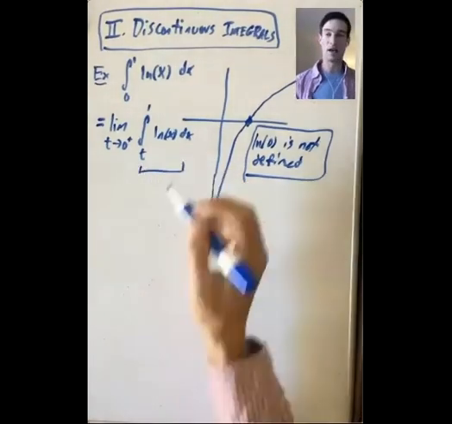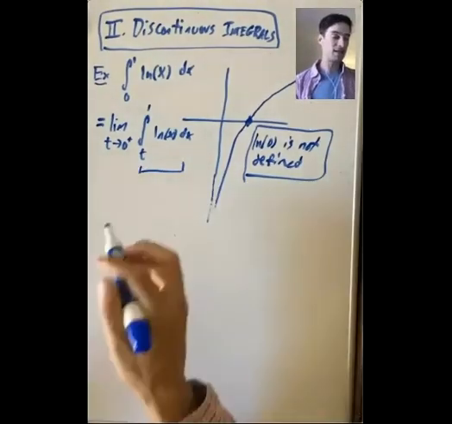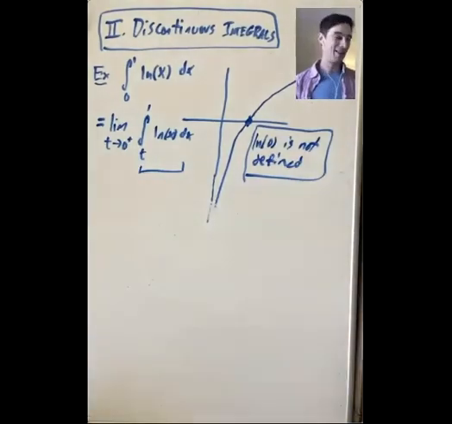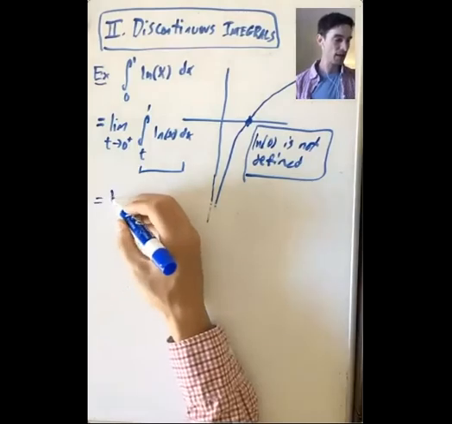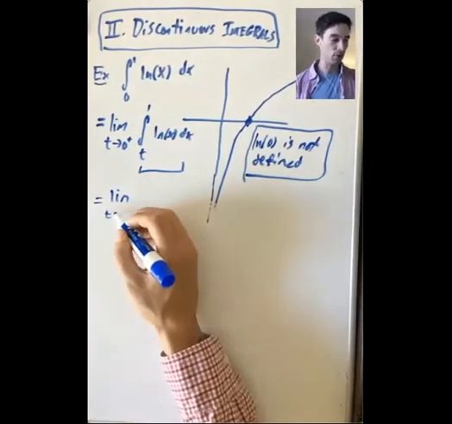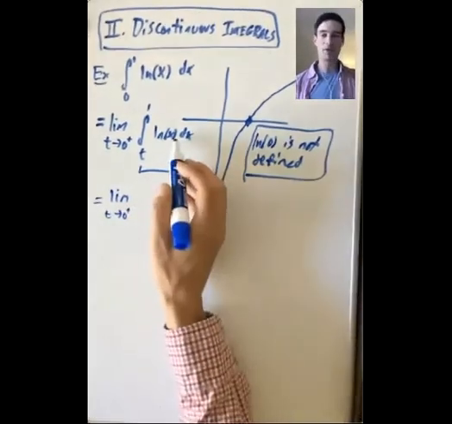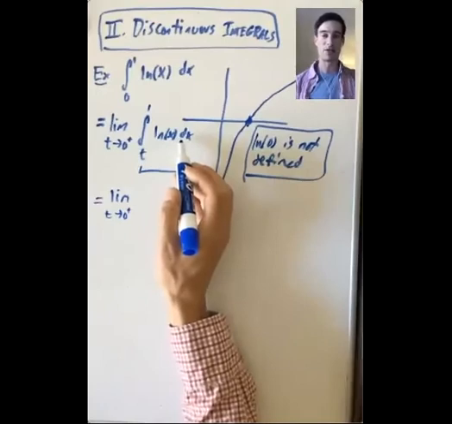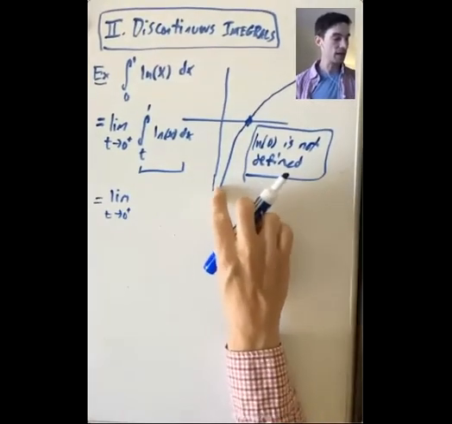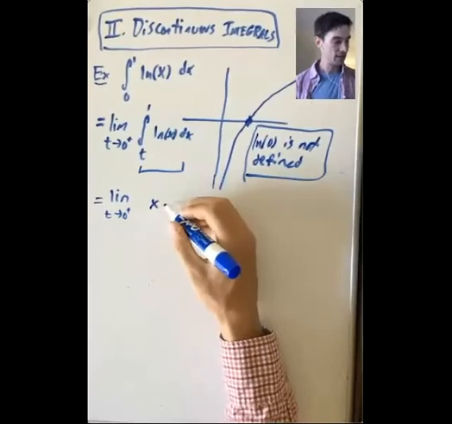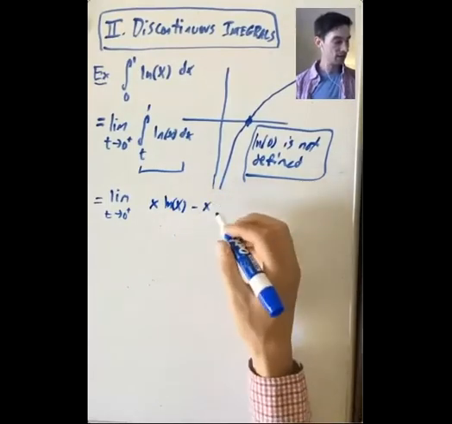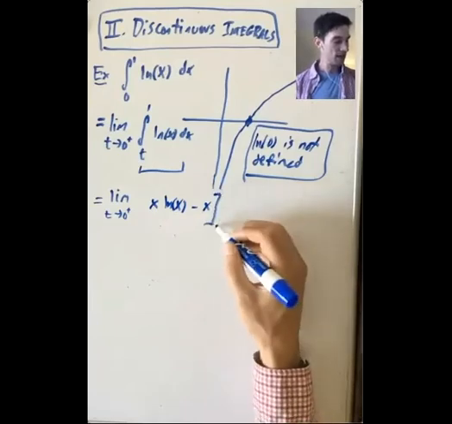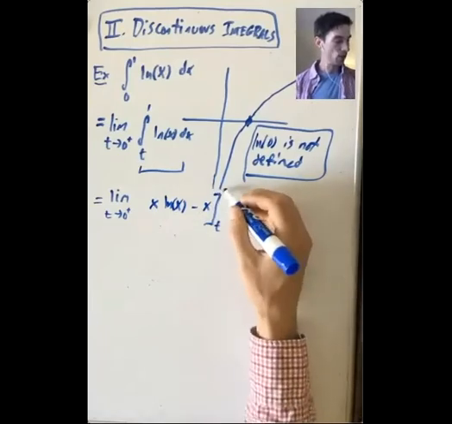But this integral we know how to do. This has nothing to do with the limit. The limit will just keep around and do this integral like we would have before. So remember, this is one of those ones that we did by integration by parts. And what we got was x ln of x minus x. And we have to evaluate at t and at 1.